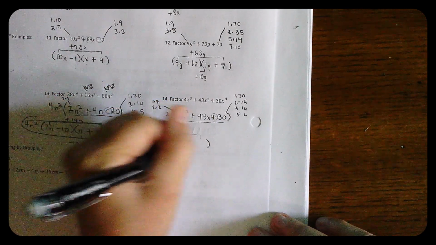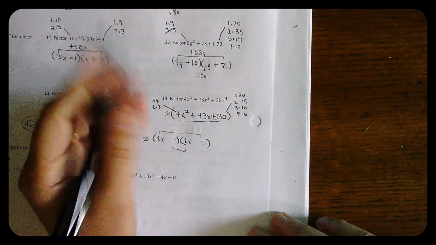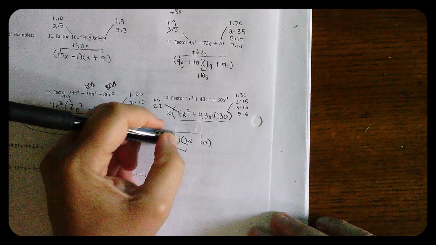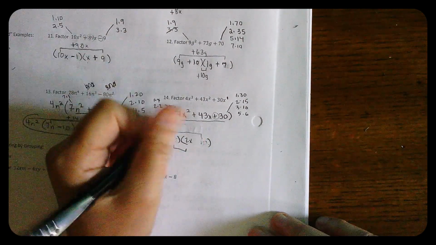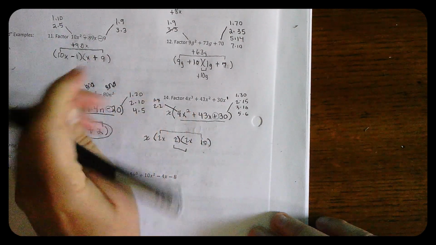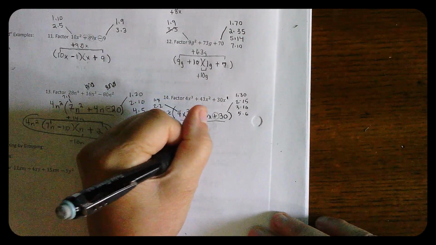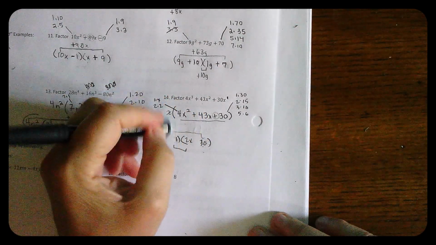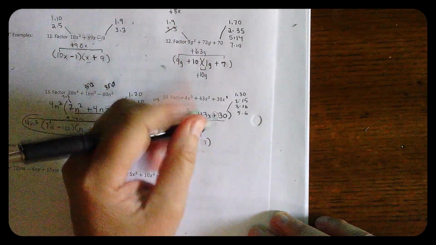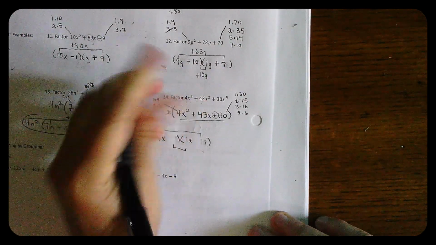So that's 5 and 6, that's 12 and 10, that won't work. Let's try 3 and 10, that's 20 and 6, that won't work. Let's try 2 and 15, that's 30 and 4, that won't work. Let's try 1 and 30, that's 60 and 2, that will not work. So it's not 2x and x, not 2x and 2x. If this factors any more, it'll be 4x and 1x.